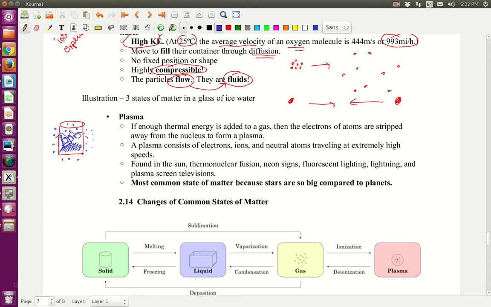If enough thermal energy is added to a gas, the electrons of atoms are stripped away and it becomes a plasma. So that's the 4th state of matter, one we don't talk about a lot. It's actually the most common one because stars are made of plasma, and stars are huge compared to planets. It's found in the sun, in thermonuclear fusion, in neon signs, fluorescent lighting, plasma screens, all kinds of things.